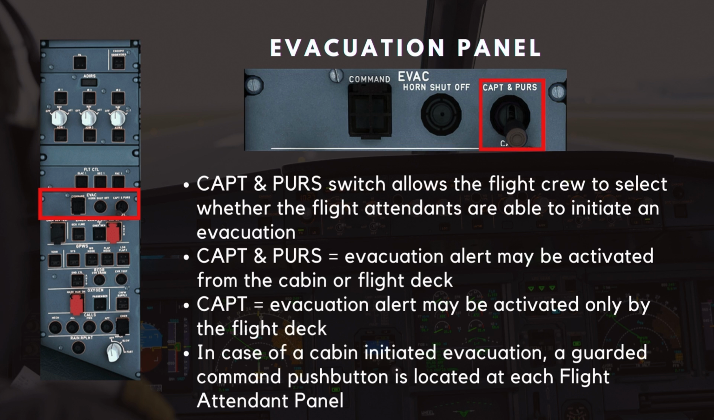Captain and purser switch allows the flight crew to select whether the flight attendants are able to initiate an evacuation. This is normally dictated by company standard operating procedures. When the switch is in the captain and purser position, the evacuation alert may be activated from the cabin or flight deck. When the evacuation switch is selected to captain, the evacuation alert may be activated only by the flight deck. In case of a cabin-initiated evacuation, a guarded command push button is located at each flight attendant panel.